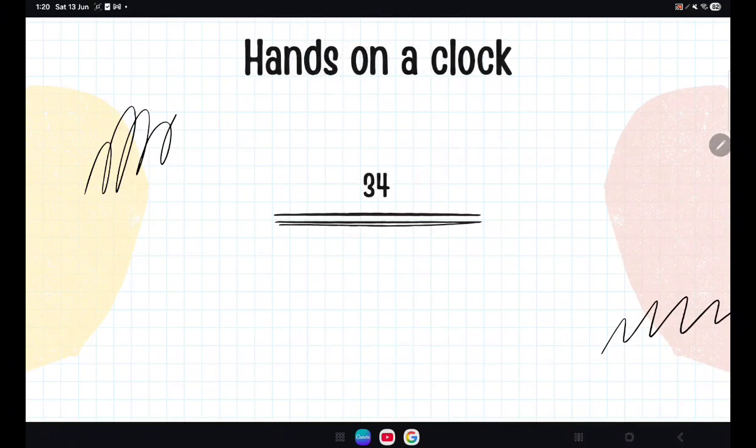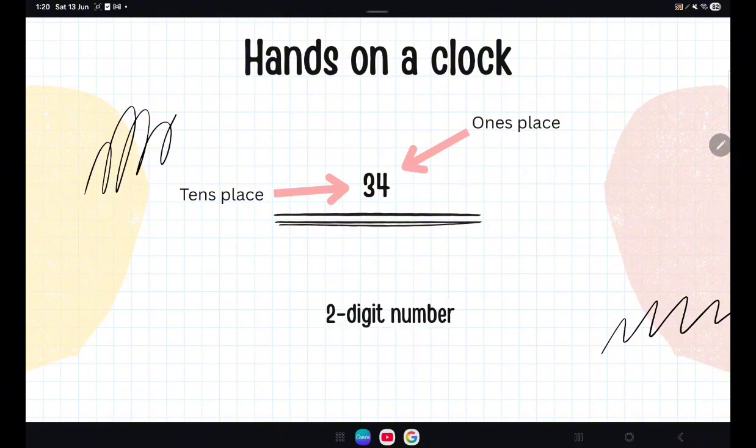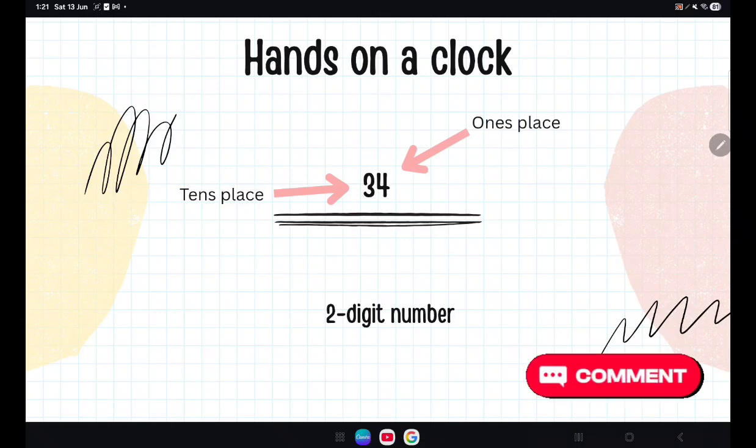Now we have the number 34, and 34 is a little bit different from 5 because it has the tens place and a ones place, which makes it a 2-digit number. So those are what we're working with today. So the terminology that we're going to be using today is tens place, ones place, 1-digit number, and 2-digit number. I hope that you all remember that.